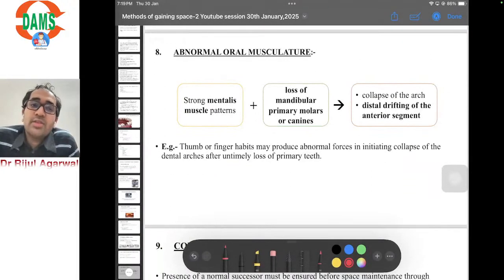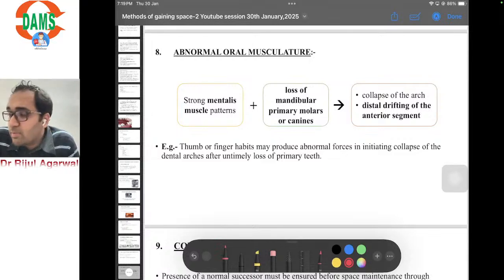Next is the presence of abnormal oral musculature. So in a patient with a strong mentalis muscle pattern, along with loss of mandibular primary molars or canine, it can lead to the collapse of the arch and distal drifting of the anterior segment.